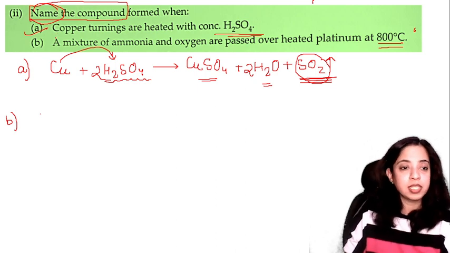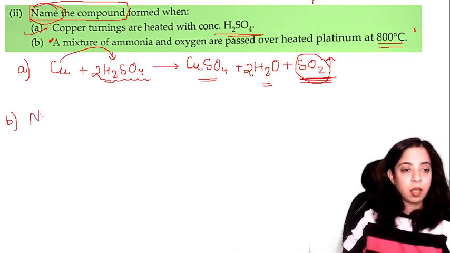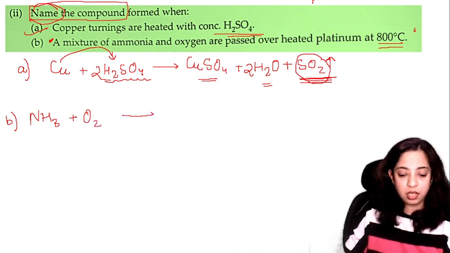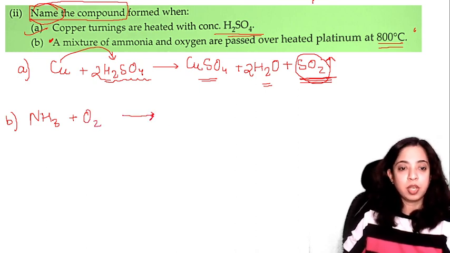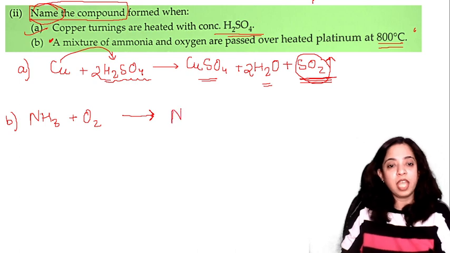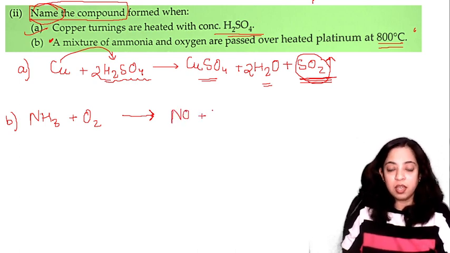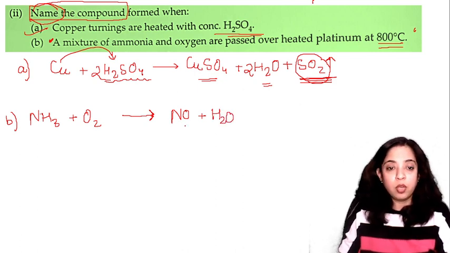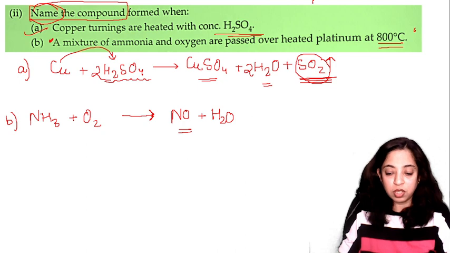So ammonia is NH3. Ammonia and oxygen, when they react, they will form... in the chapter on ammonia, I have given you all the reactions, I have explained all the reactions. It will be oxidized. Okay, water will be formed. So NO is formed, which further forms NO2.